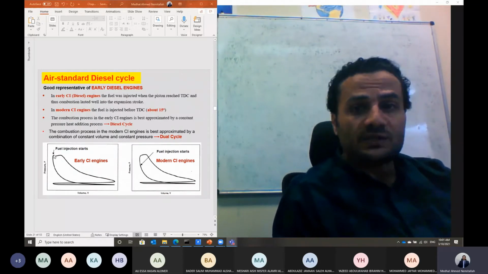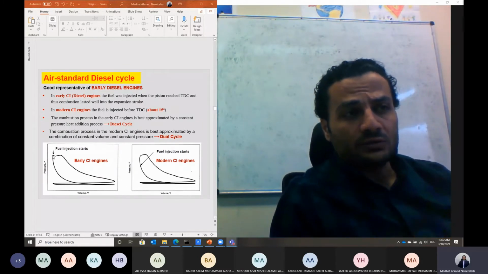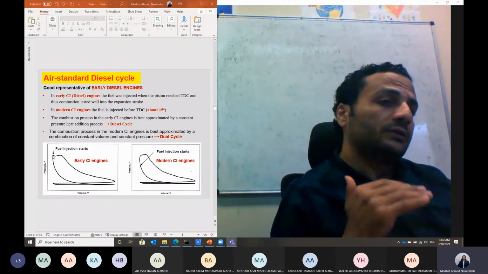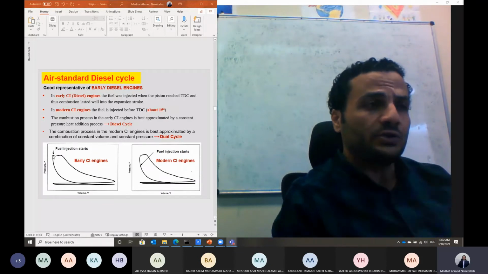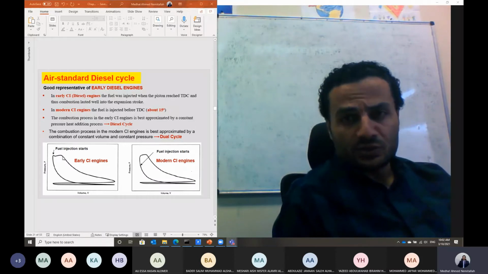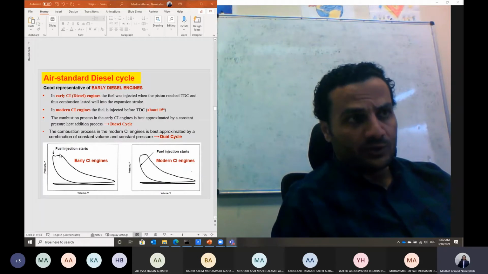We inject the fuel once the piston reaches the top dead center. So in this case, once the fuel is injected, combustion starts. It will try to raise the pressure, but the piston is moving down, so it will equalize the pressure at the beginning of the expansion stroke. So the combustion process in this case will take place at constant pressure.